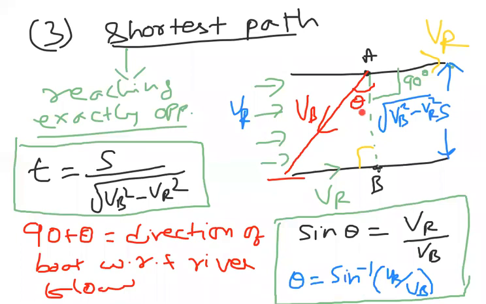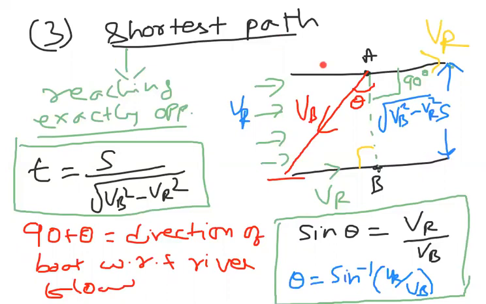This is the direction of the boat. What is theta? Direction of boat with respect to perpendicular to banks. But in objectives, I found many times they ask for the direction of boat with respect to river flow. River flow means this is the direction of river flow. With respect to river flow, this angle is 90 and this angle is theta. So 90 plus theta is the direction of boat with respect to river flow, where theta is sin inverse VR by VB. This is the shortest path concept.